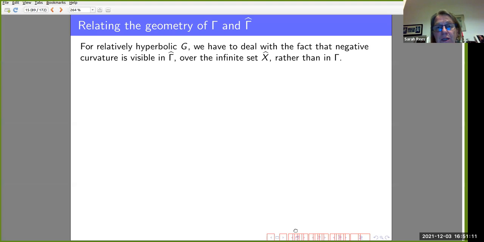When we don't have that, we don't have a negatively curved Cayley graph, but we do have a negatively curved Cayley graph over the larger generating set.